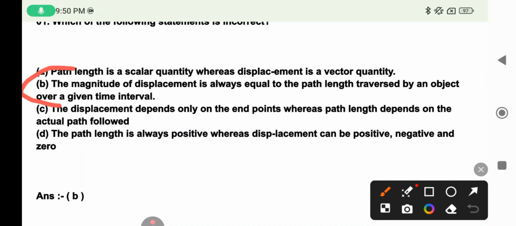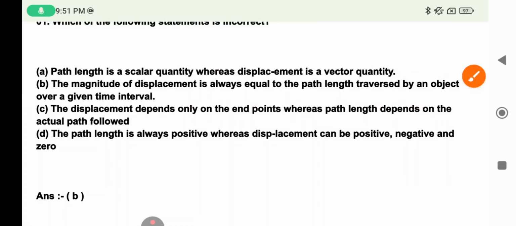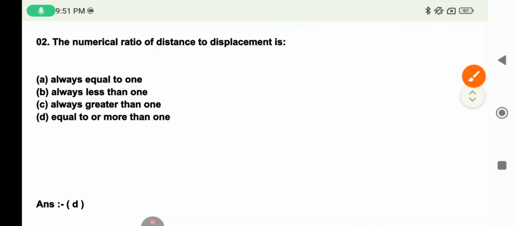And the correct answer is option B. The magnitude of displacement is always equal to the path length transferred by an object over a given time interval. Now move on question number second.